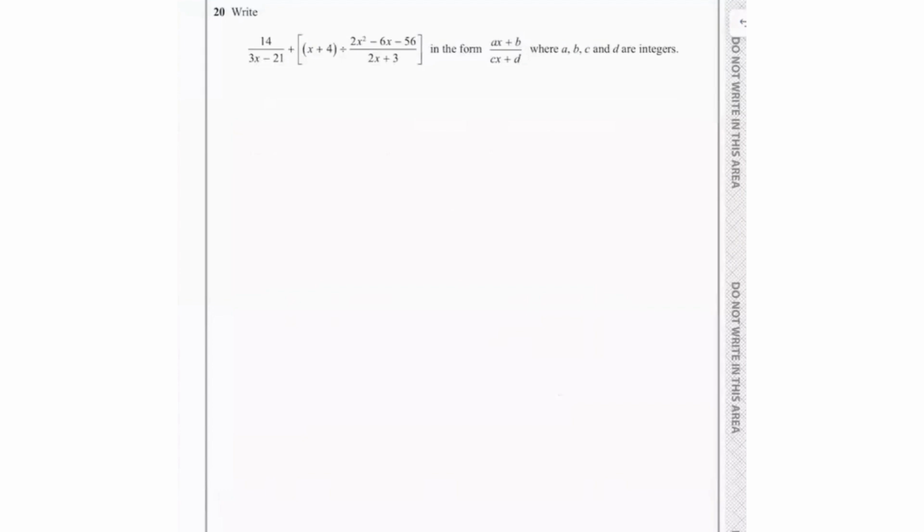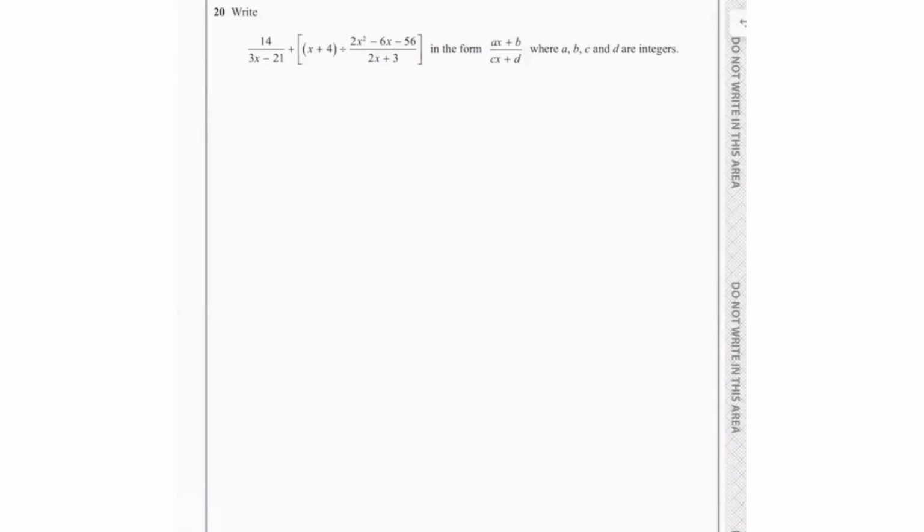Question 20 says 14 over 3x minus 21 plus x plus 4 divided by 2x squared minus 6x minus 56, divided by 2x plus 3, should be written in the form of ax plus b over cx plus d, where a, b, c, and d are integers.